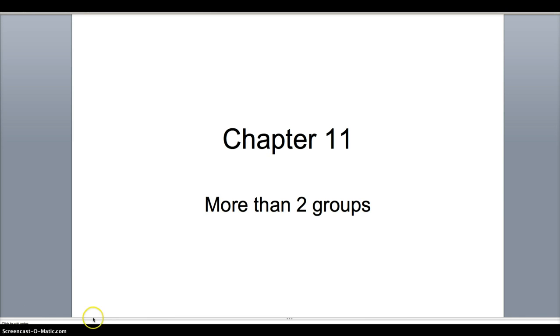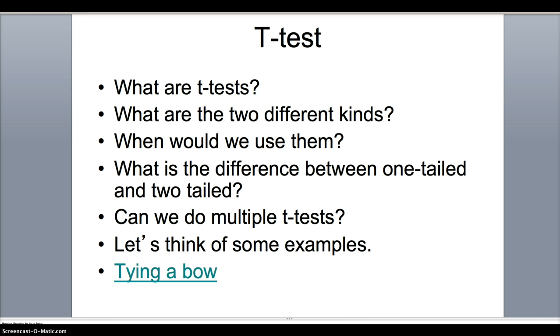Okay, in this chapter we're going to talk about how to do statistical analysis with more than two groups. In the previous chapter we talked about t-tests. T-tests are of two different kinds. There are independent t-tests and dependent t-tests. T-tests are used to compare two groups and only two groups.